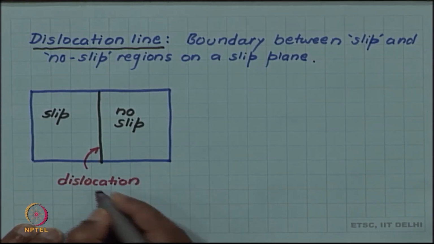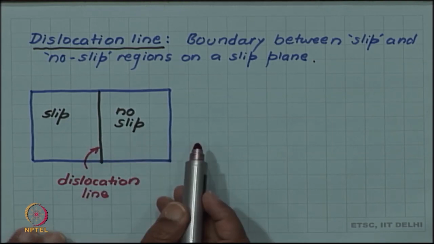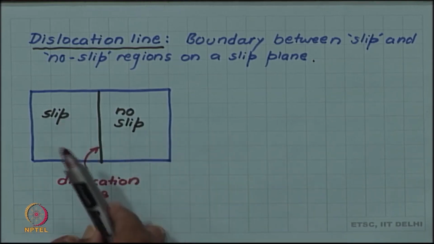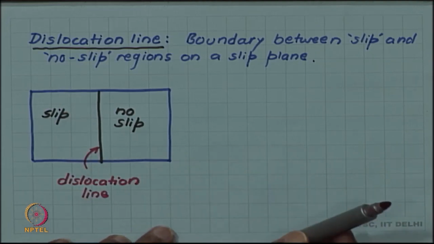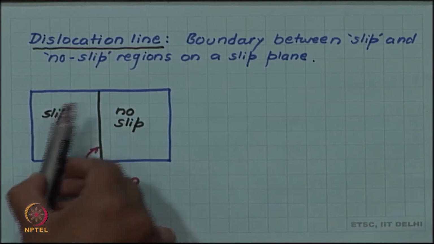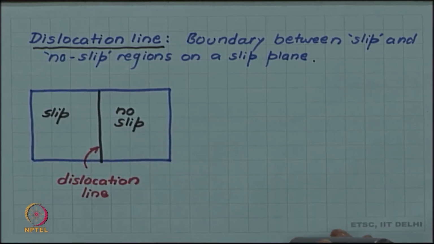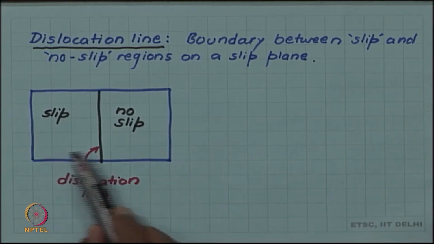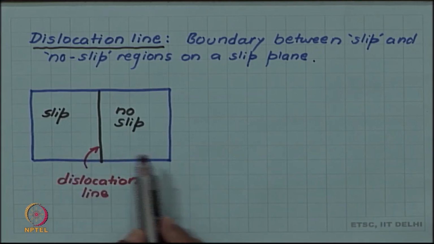So, this is a general definition of a dislocation line depending on the slip, whether slip is perpendicular to the dislocation line, in which case we will create an edge dislocation, or the slip is parallel to the dislocation line, in which case we will create a screw dislocation, or slip is at any angle to the dislocation line, in which case we will have a mixed dislocation. So, this picture of slip, no slip boundary as a dislocation line is a general definition of a dislocation line.